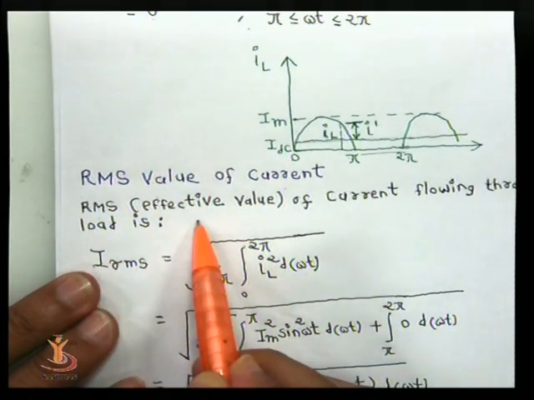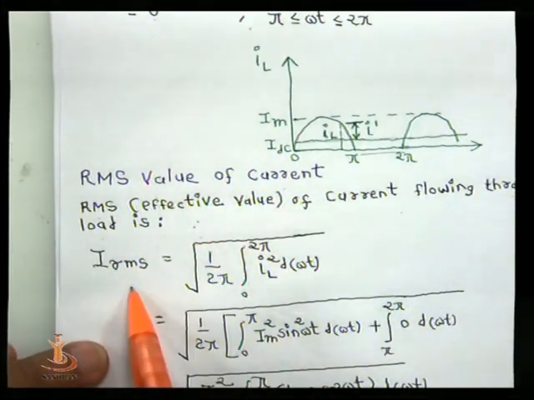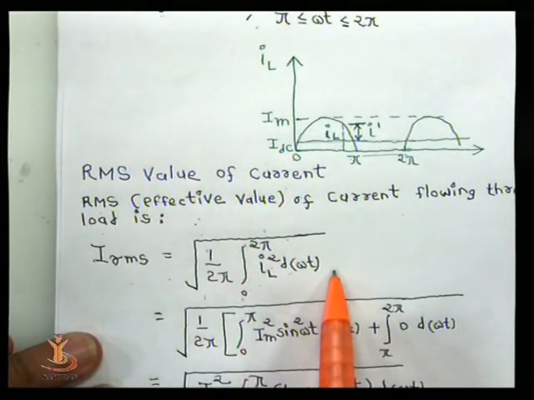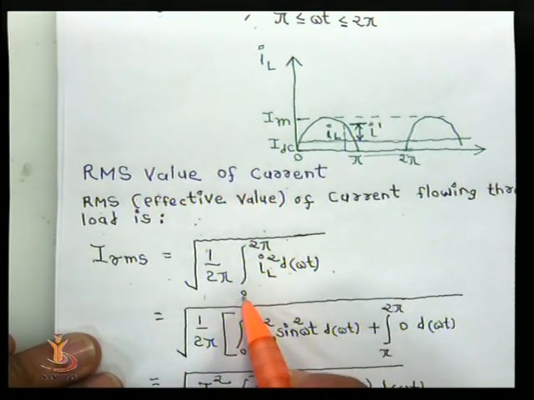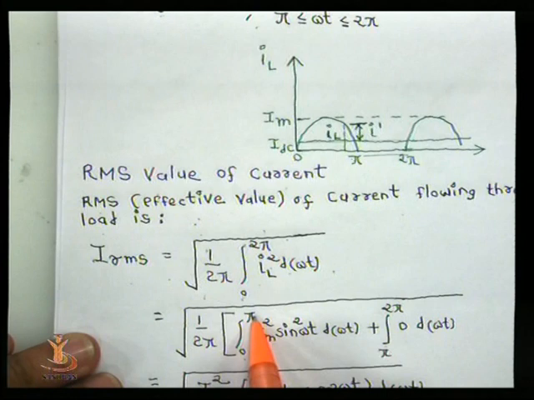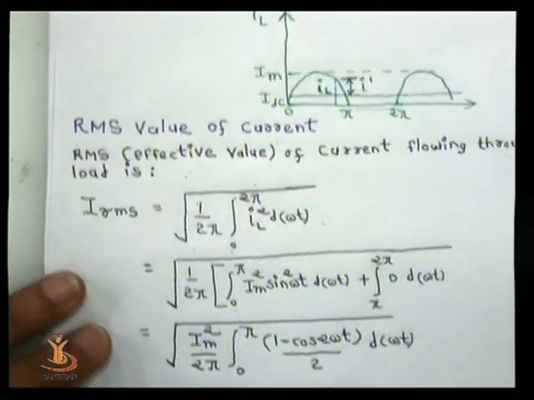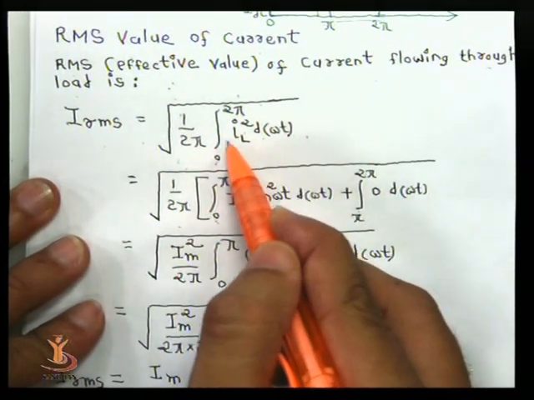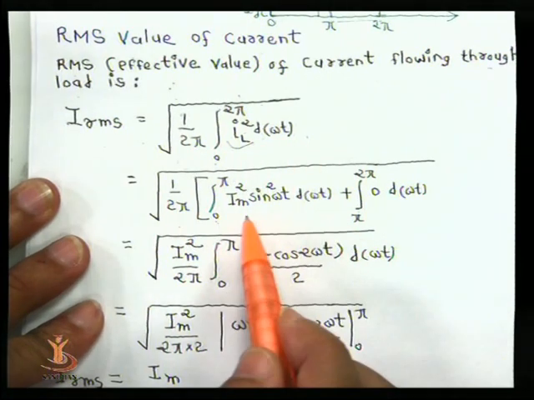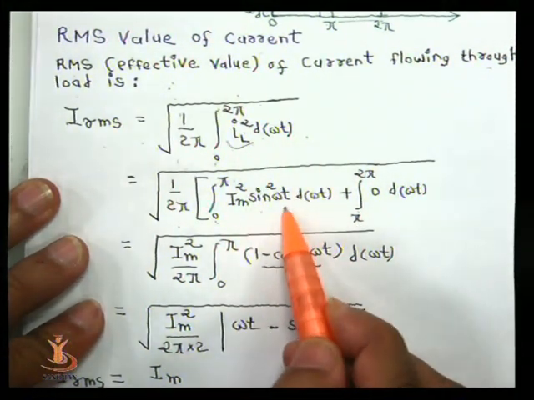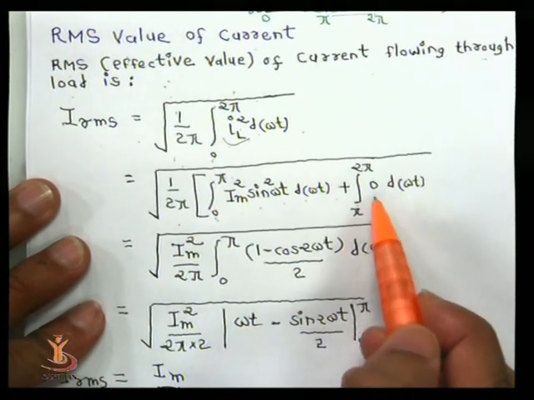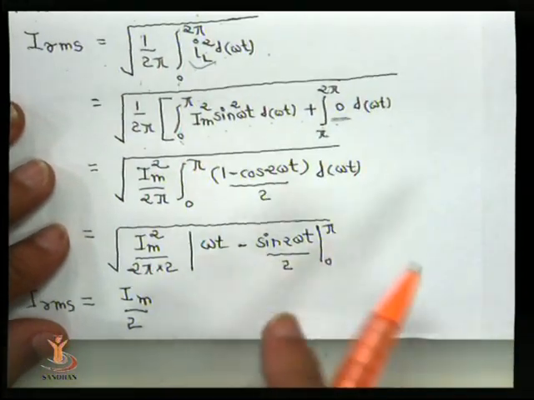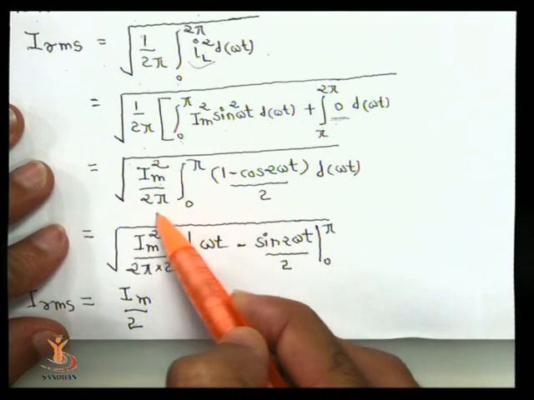The RMS or effective value of the current flowing through the load is IRMS equal to, the formula is, square root of 1/2 pi integral 0 to 2 pi IL square d omega t. The integration is divided into two parts, 0 to pi and pi to 2 pi. So 1/2 pi, 0 to pi, the value of IL is Im sin omega t, but here it is squared, so Im square sin square omega t d omega t, plus pi to 2 pi, but it is 0 because during the negative half cycle we are not getting any current. Now Im square is taken out, 2 pi as it is.